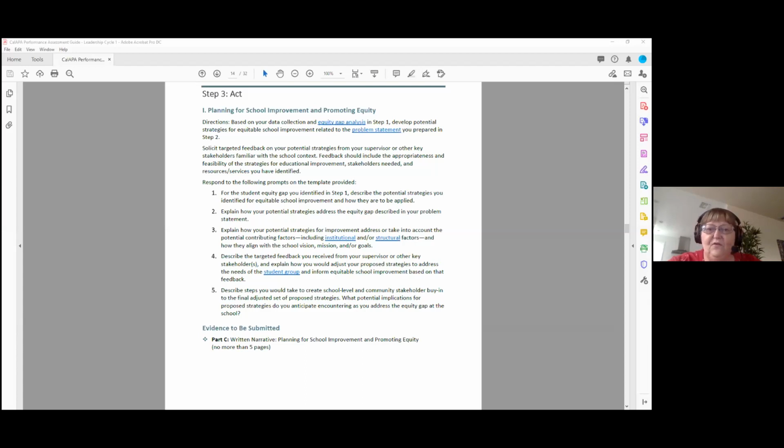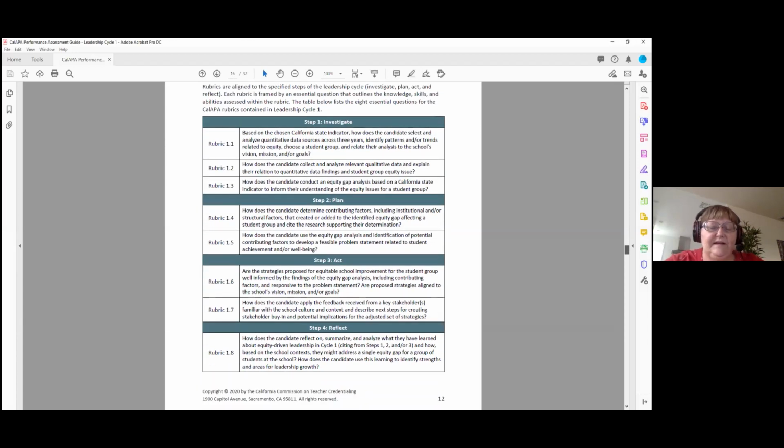In moving down to page 12, you will see the rubrics for step 3 ACT. There are 2 of them. The first one deals with, are the strategies proposed well informed by the equity gap? Are the proposed strategies aligned to the school's vision, mission, and goals? So weaving it back around to step 1. The second rubric, 1.7, talks about, does the candidate apply feedback? And do they talk about buy-in and potential implications if this strategy would be moving forward, which in this case does not have to be the case.